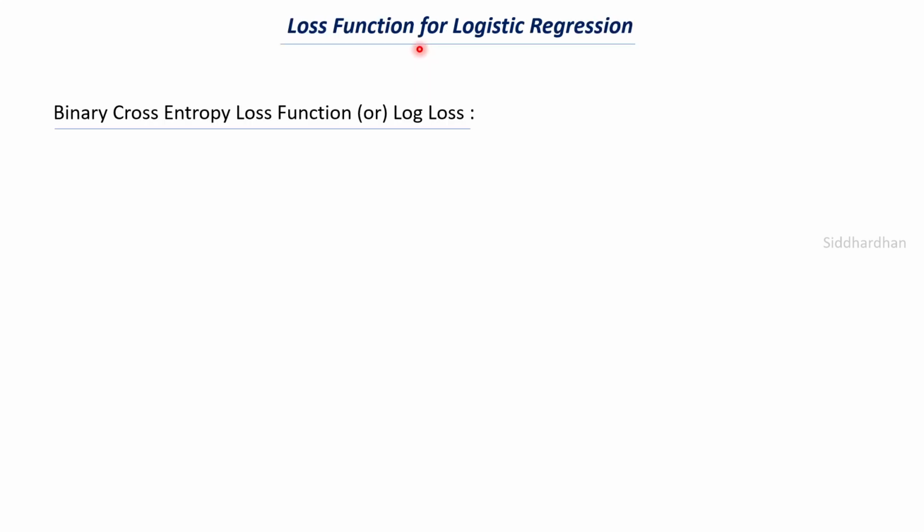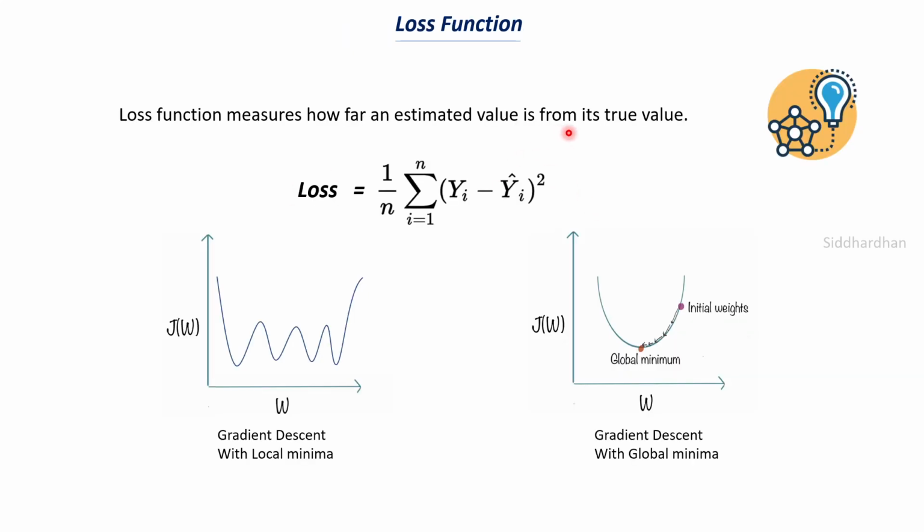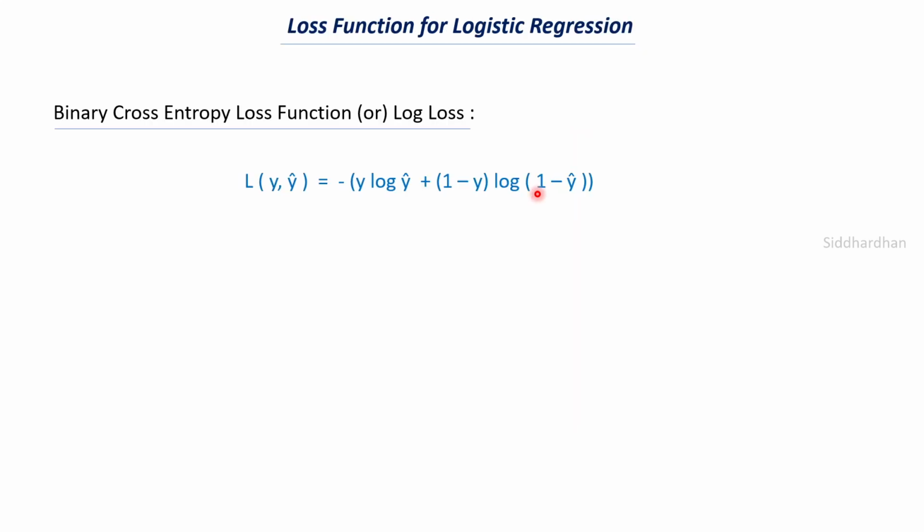For logistic regression, we can use a loss function called the binary cross entropy loss function, also called log loss. So we are going to take the log of the loss function, and the equation will look something like loss function of y comma y cap. We know that the loss function is the difference between the estimated value and the true value, right? Where y is the true value and y cap is the estimated or predicted value. So the loss function is a function of the true value and estimated value.